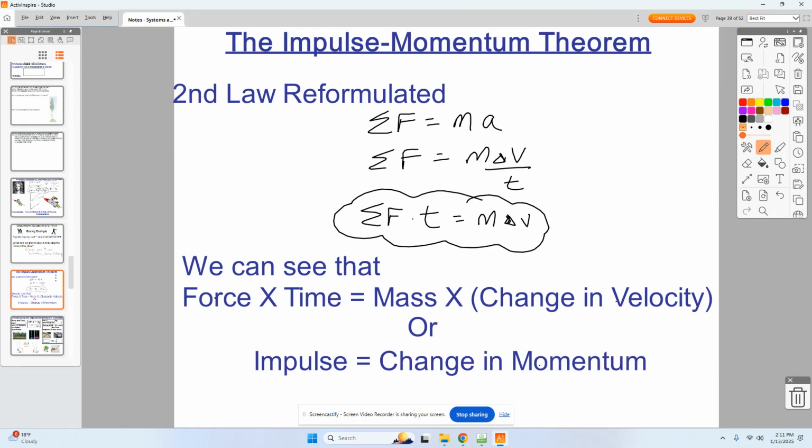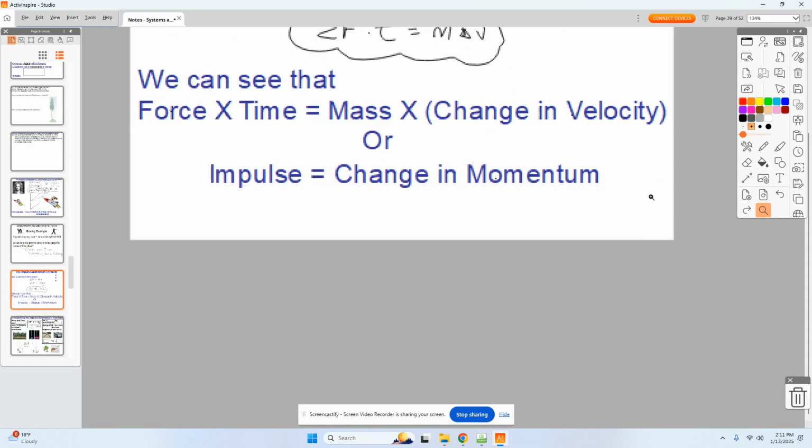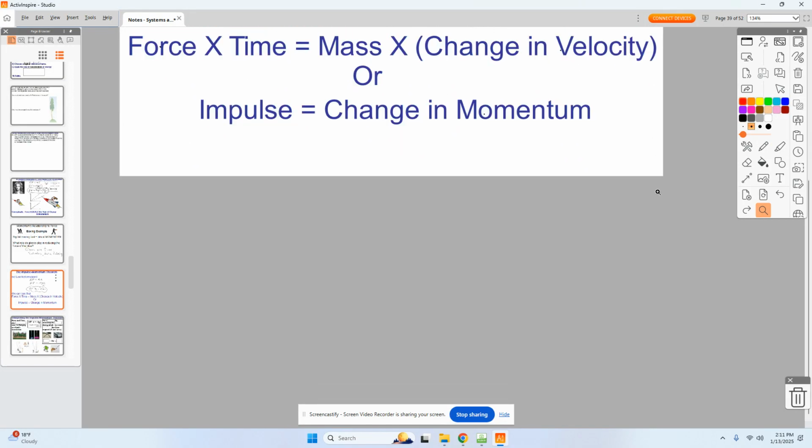Now, I'd like to take a moment and refresh for you what we just got done talking about with the work energy theorem. So I want to do a compare and contrast.